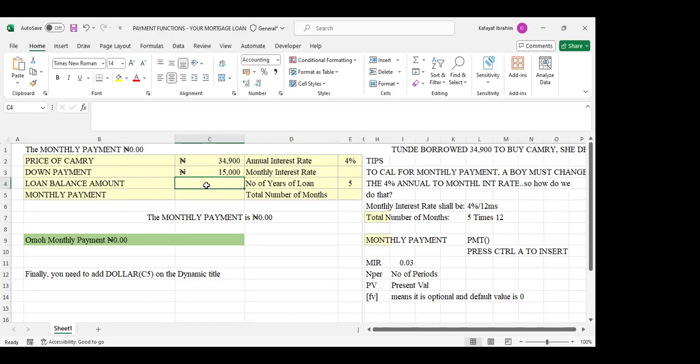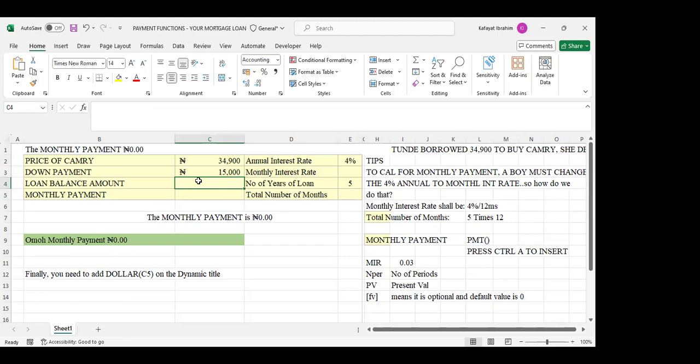Guys, what will be the loan balance? The price minus the down payment. You subtract the down payment from the price. Good. Click on that place again.